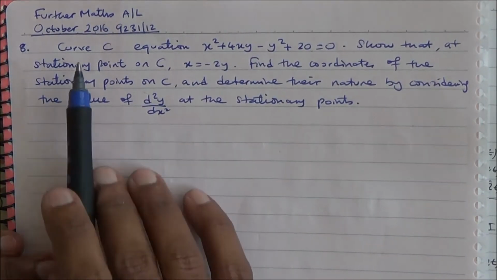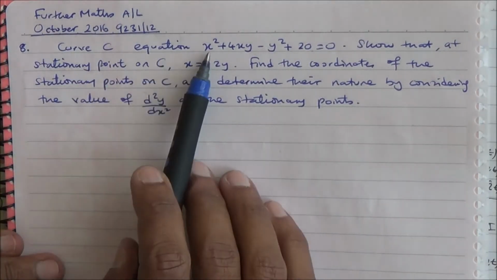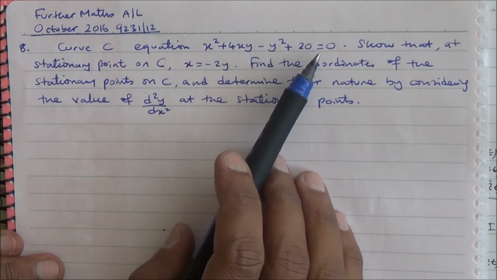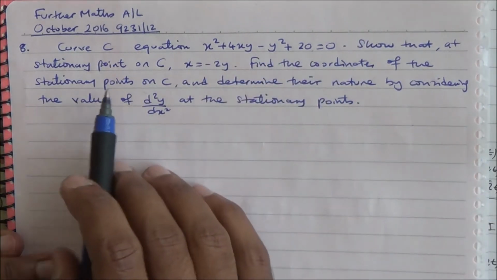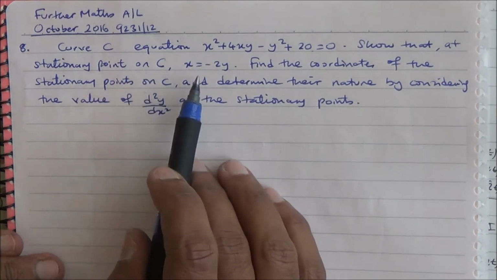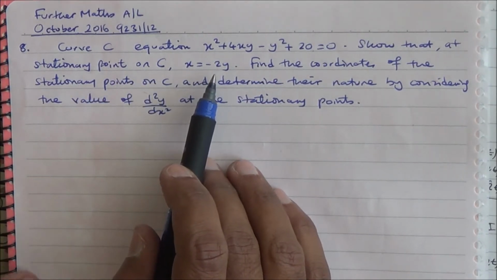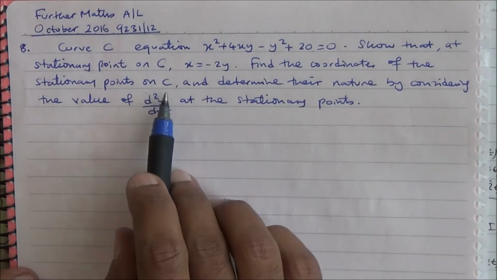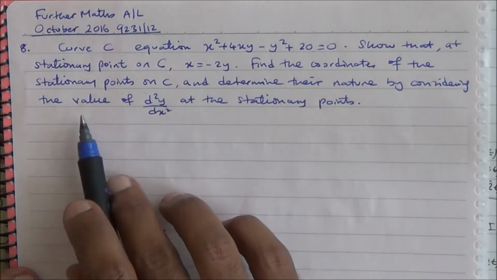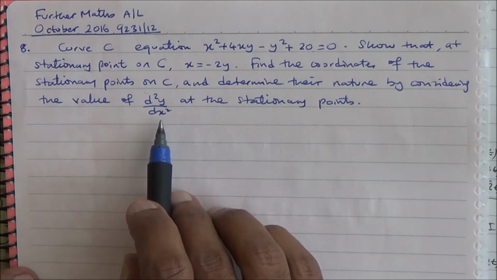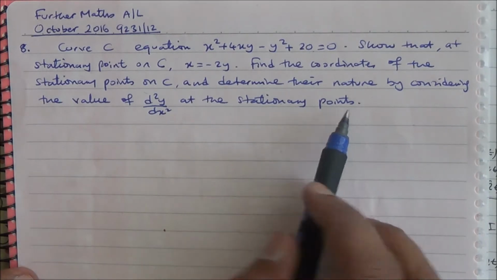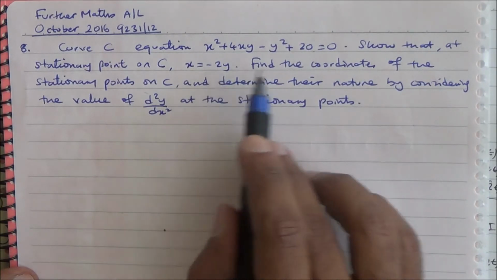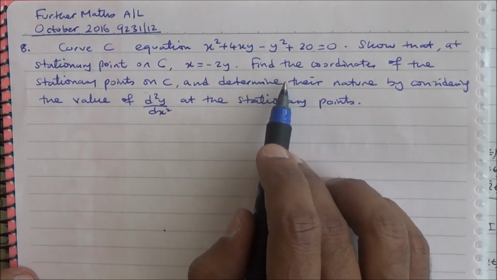Okay, for this question, a curve C has equation x squared plus 4xy minus y squared plus 20 is equal to 0. Show that at stationary point on C, x is equal to minus 2y. Find the coordinates of the stationary points on C and determine their nature by considering the value of d2y over dx squared at the stationary points. The first part of this question carries 3 marks, and the second part carries 8 marks.